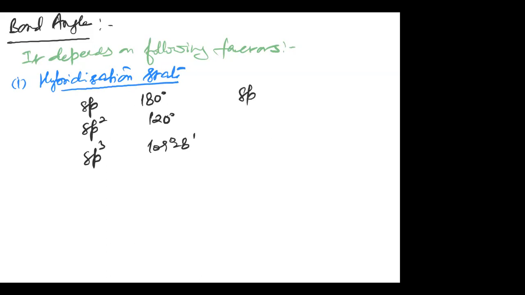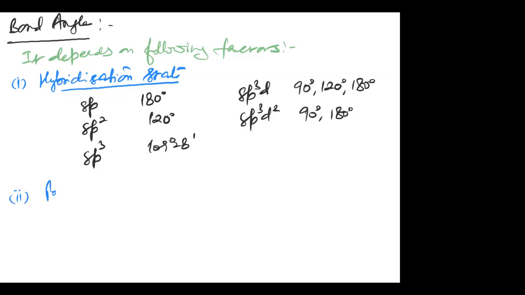If the hybrid state is sp3d, the bond angle can be 90 degrees, 120 degrees and 180 degrees. For sp3d2, it may be 90 degrees and 180 degrees. I'm repeating again, hybridization state is one of the factors which decide the bond angle around the central atom. The second factor is the presence of lone pair of electrons.